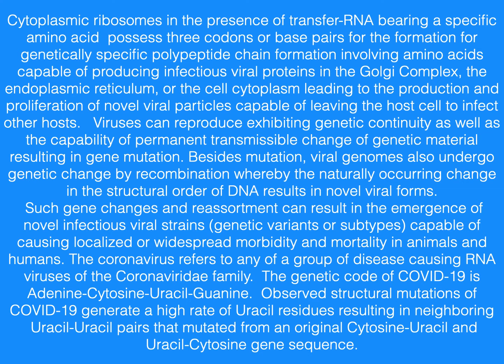Cytoplasmic ribosomes, in the presence of transfer RNA bearing a specific amino acid, possess three codons or base pairs for the formation of a genetically specific polypeptide chain involving amino acids capable of producing infectious viral proteins in the Golgi complex, the endoplasmic reticulum, or the cell cytoplasm, leading to the production and proliferation of novel viral particles capable of leaving the host cell to infect other hosts.